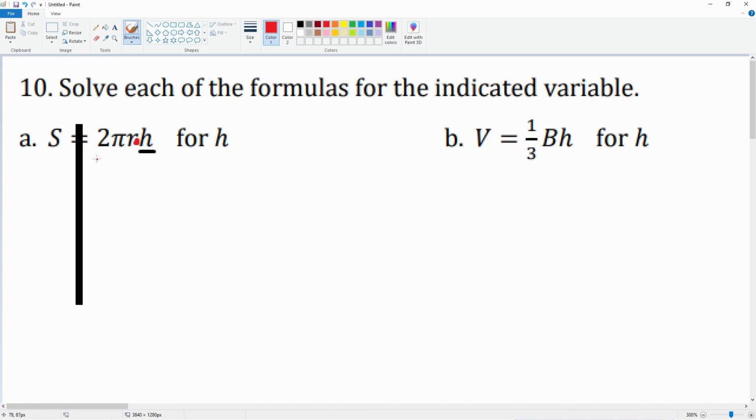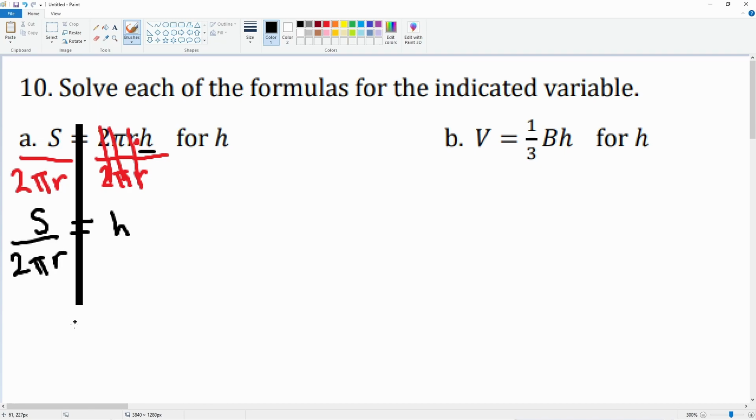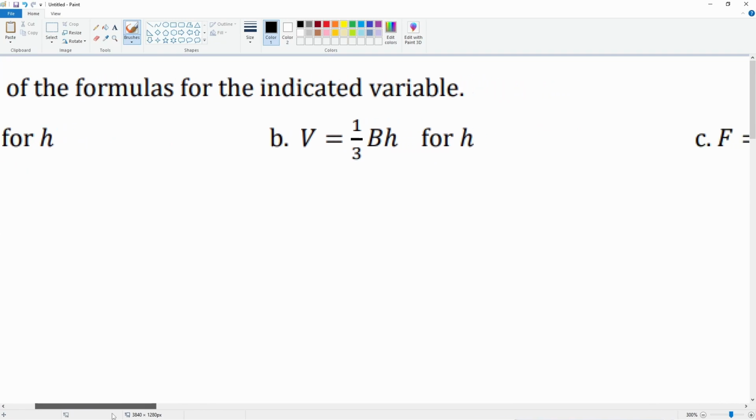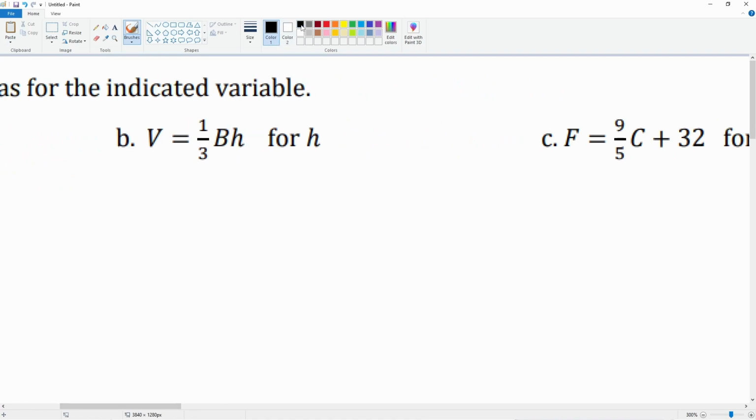So what am I going to do? Well, I'm going to divide by 2 pi r, because that is the inverse of multiply. The 2 over 2 will cancel. The pi over pi cancels. The r over r cancels. Let's make sure we do that to the right-hand side as well. Once we have this, we are just left with an h on the right. This is going to be equal to s over 2 pi r. There you go.